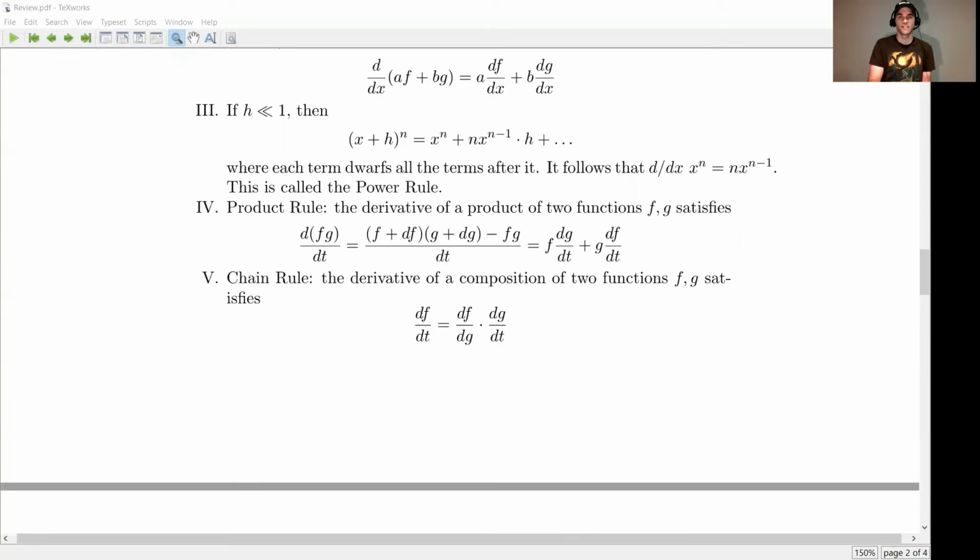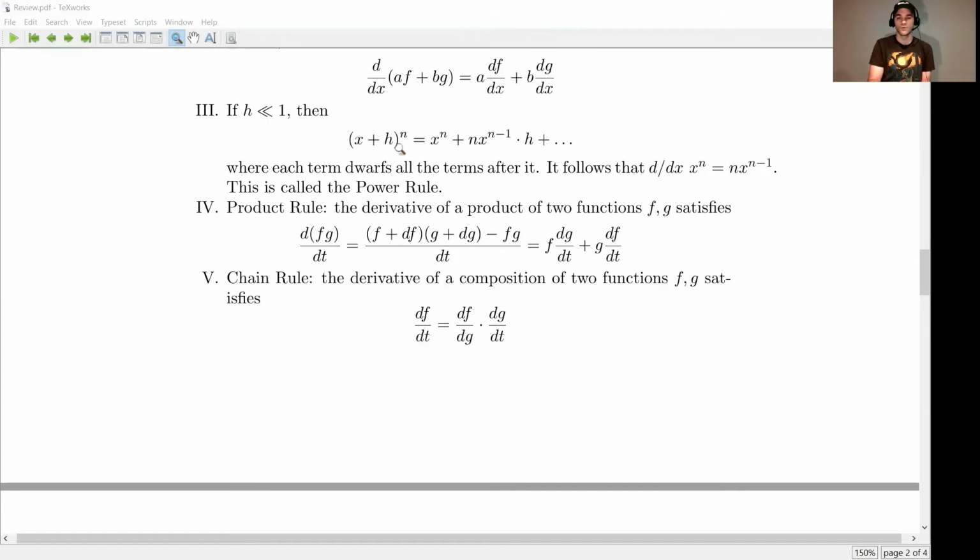The most important function we'll take the derivative of will be a power function like x to the power n. And to track the change of x to the n, we can take h to be a very small number. So I use this notation double less than to mean that h is much less than 1. And I assume that h is going to be positive.